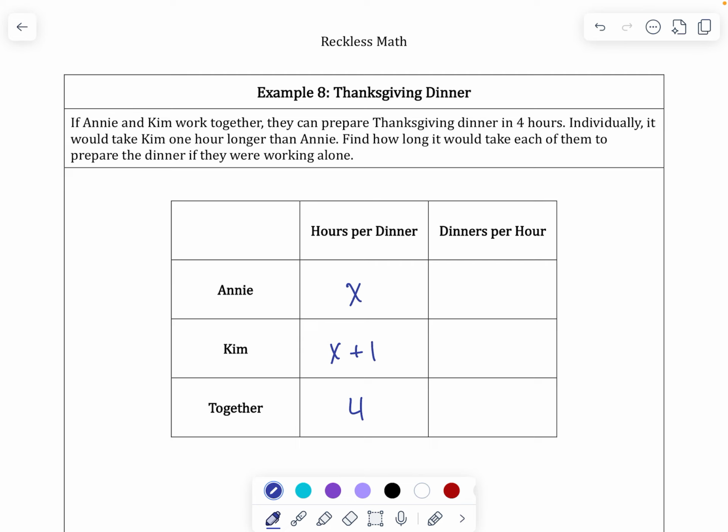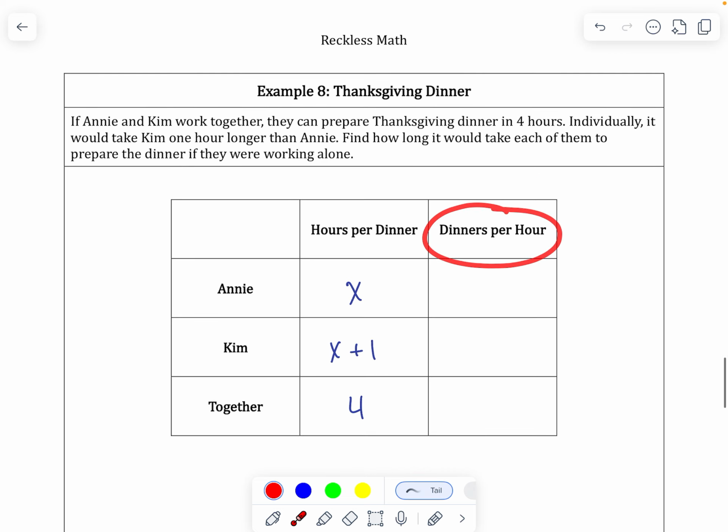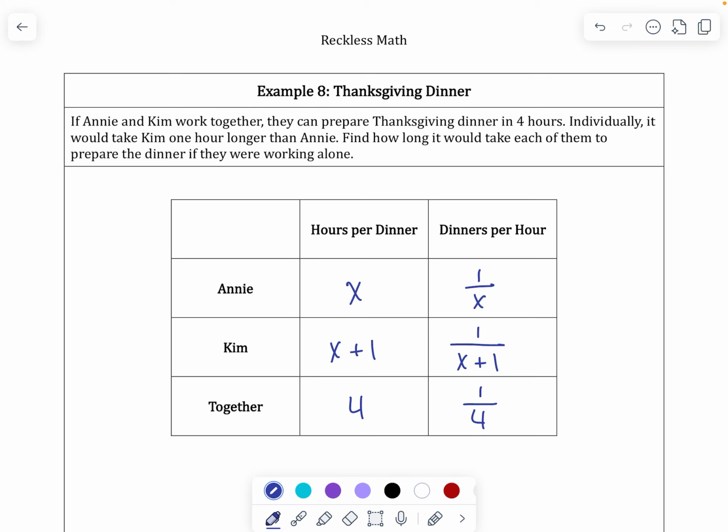Okay, this is a little weird, but notice we have hours per dinner, right? How many hours it would take them per preparation. We're going to flip this into dinners per hour. For example, if it takes them 4 hours to prepare dinner together, then each hour they would have prepared a quarter of the dinner. You reciprocate it. Hours per dinner becomes dinners per hour. So X becomes 1 over X, and X plus 1 becomes 1 over X plus 1.